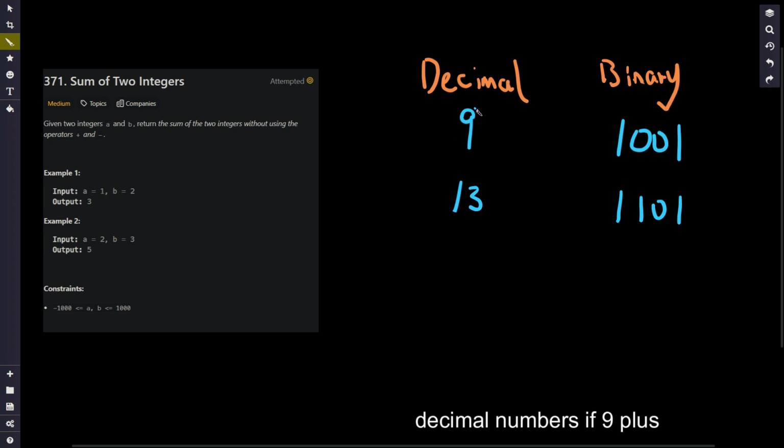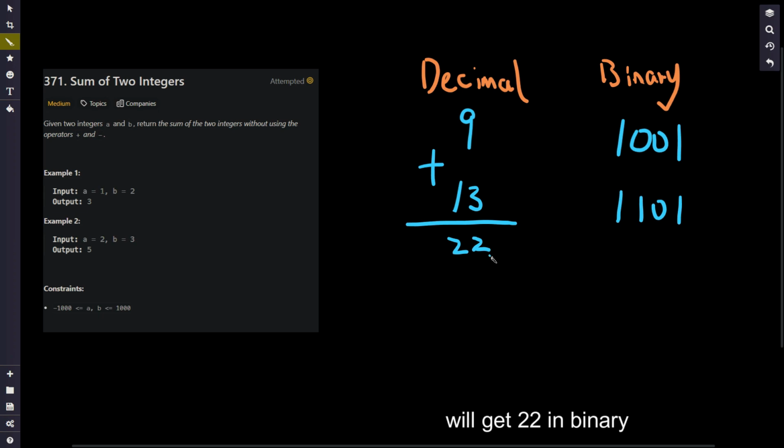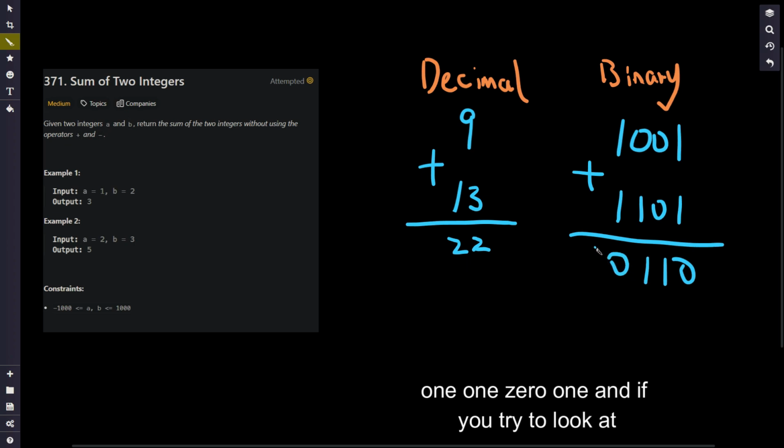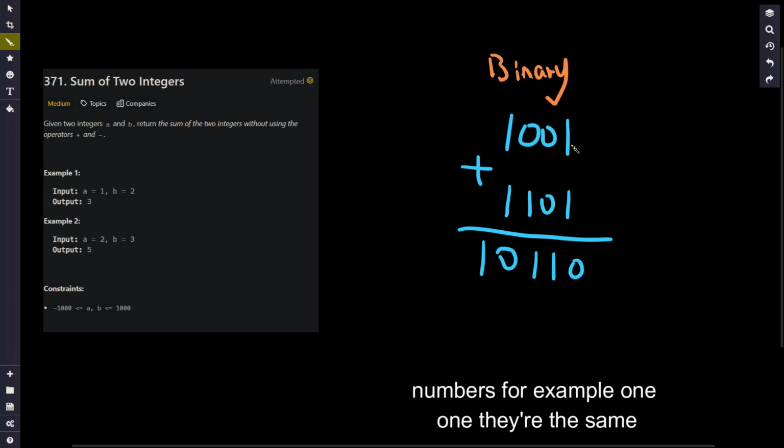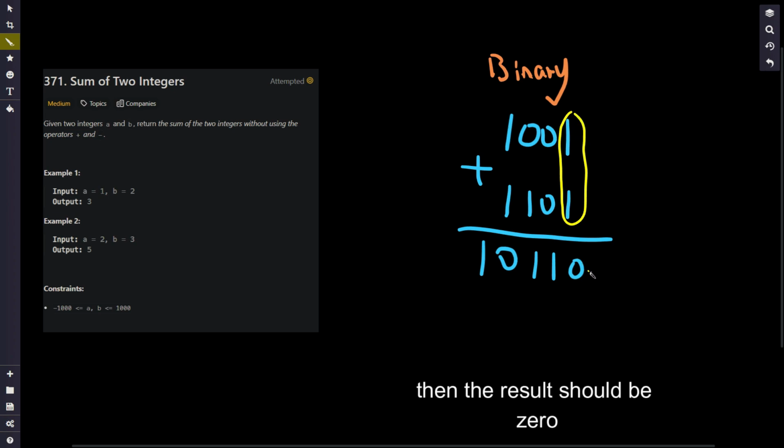So in decimal numbers, 9 plus 13, we'll get 22. In binary, we'll get 0, 1, 1, 0, 1. And if you try to look at the pattern here, you'll see if the numbers, for example, 1, 1, are the same, then the result should be 0. If 0, 0, the result should be 0 as well.